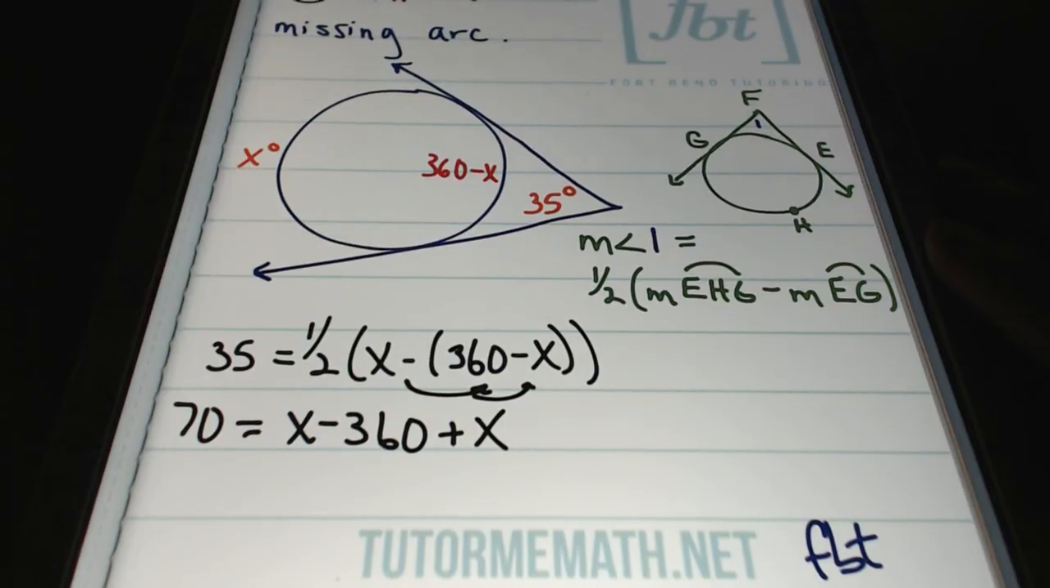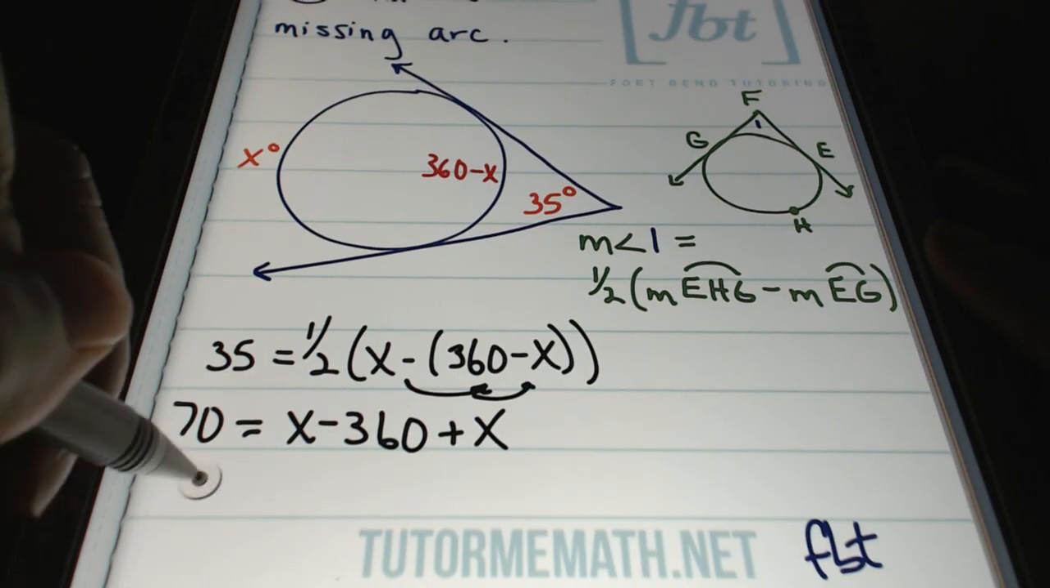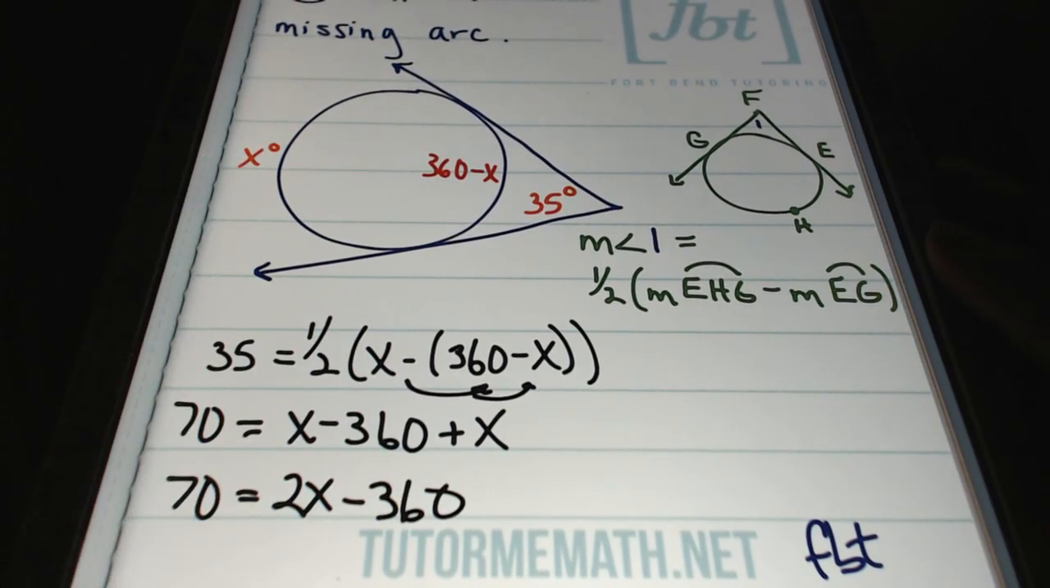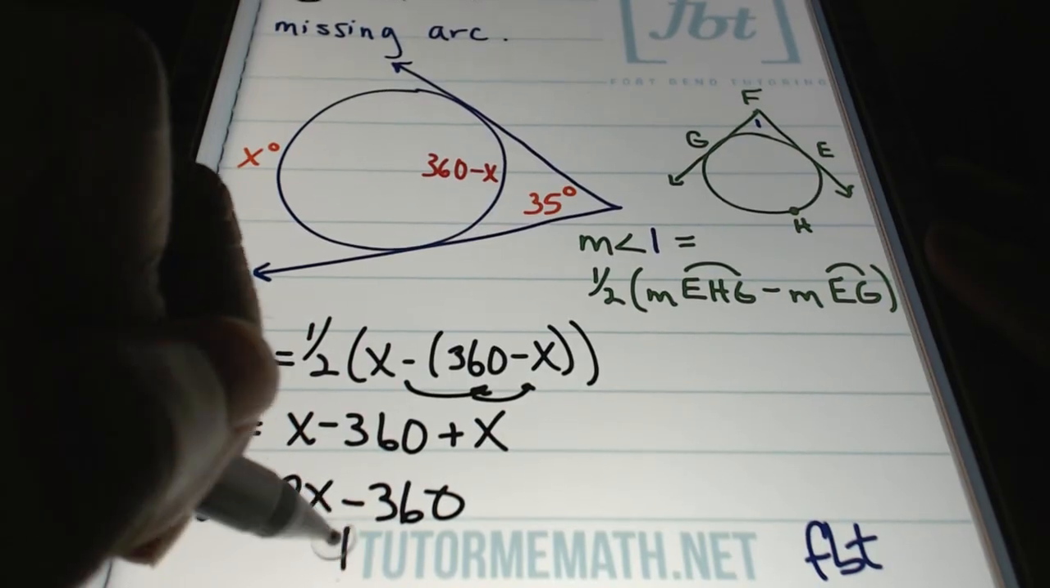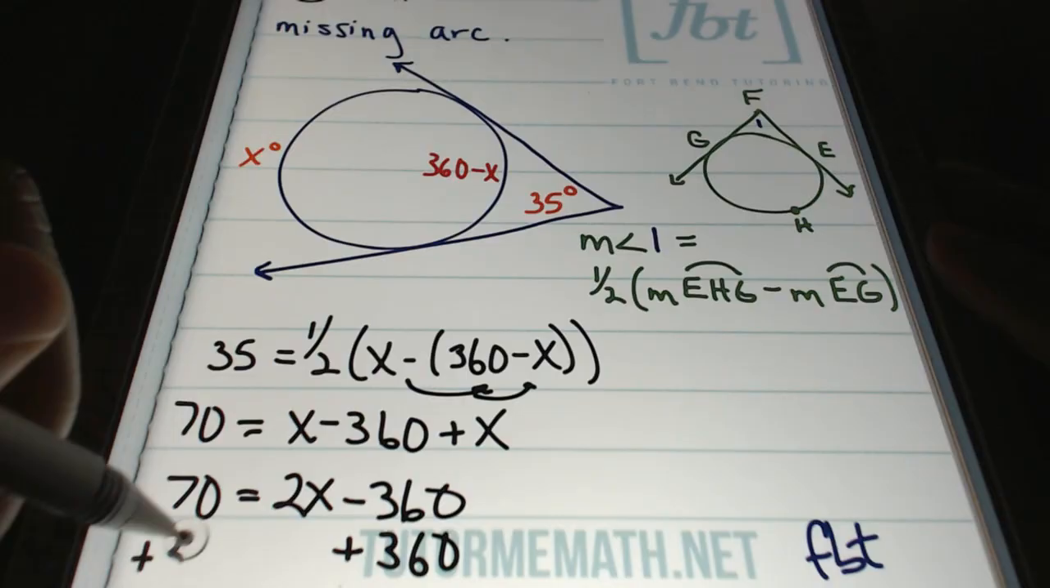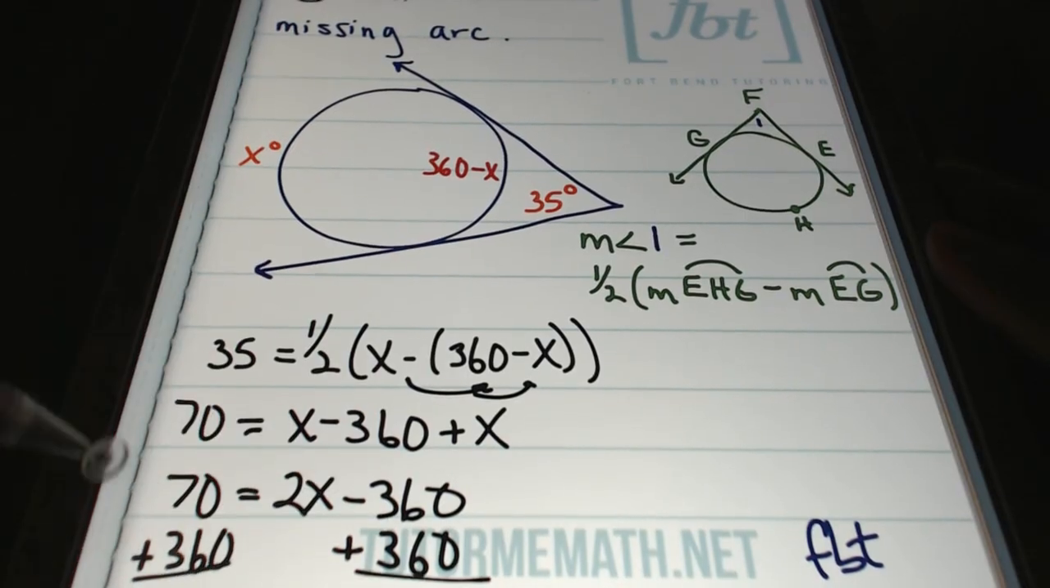And this is where we're at right now. Combining our like terms, guys, we have 70 equals 2x minus 360 degrees. And from here, we'll be adding 360 to both sides. Okay, looks like we got a cross here instead of a plus sign. So we'll be adding 360 to both sides here. There we go.